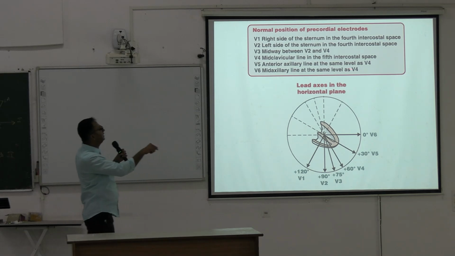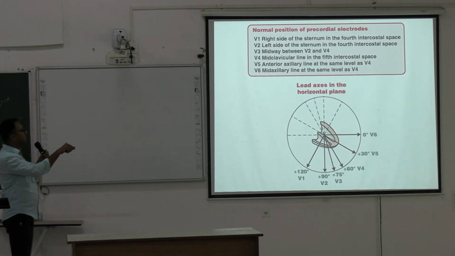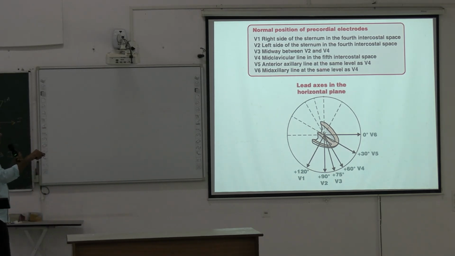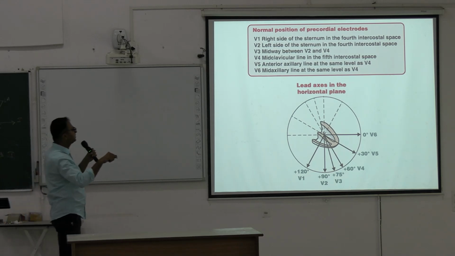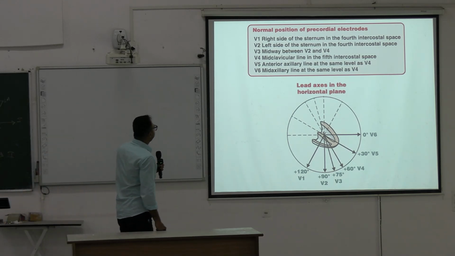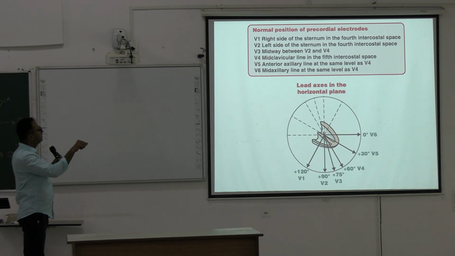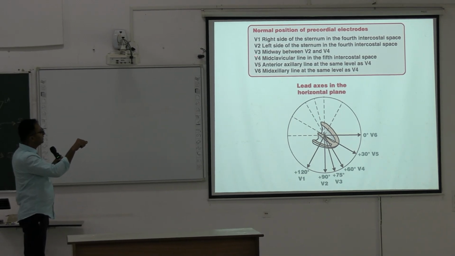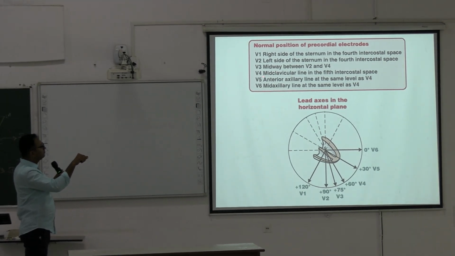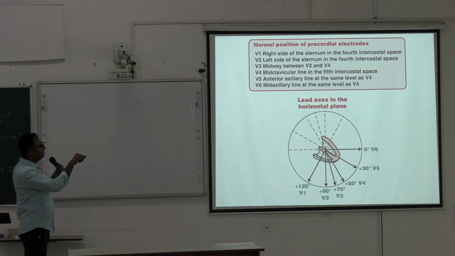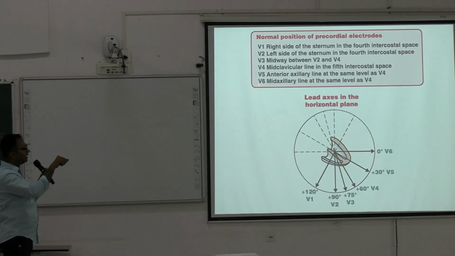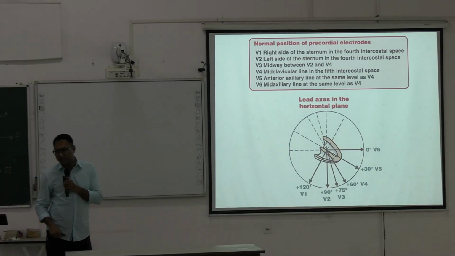And V6 in the mid-axillary line, okay? It is in the mid-axillary line at the same level as V4. Clear? So V4, 5, 6, all are in the fifth intercostal space. V4 is the mid-clavicular line, V5 is the anterior axillary line, and V6 in the mid-axillary line.